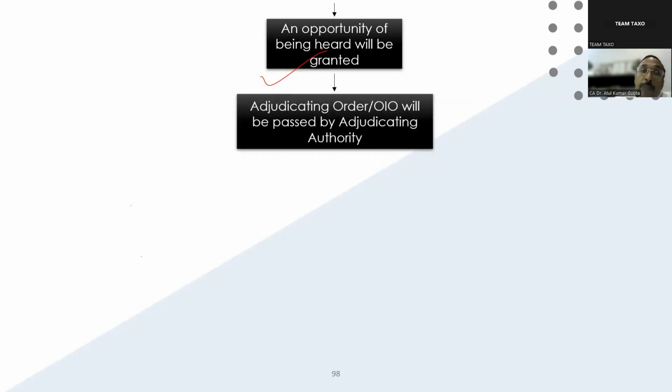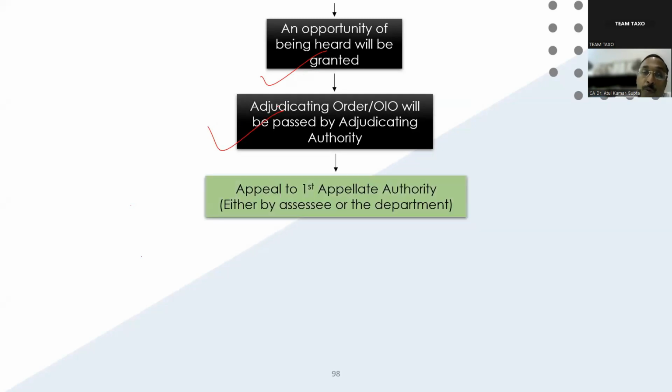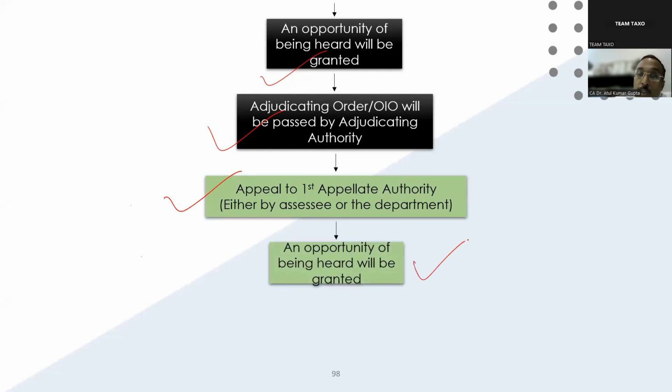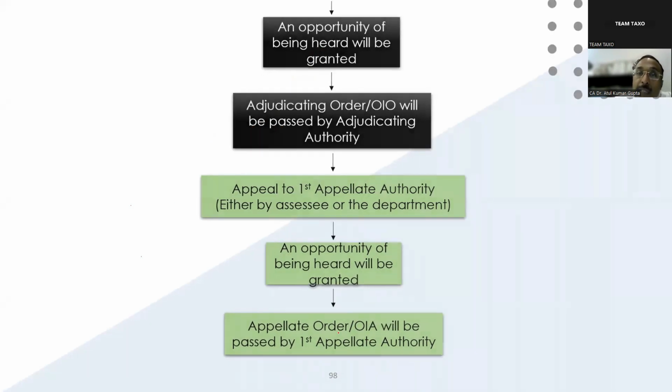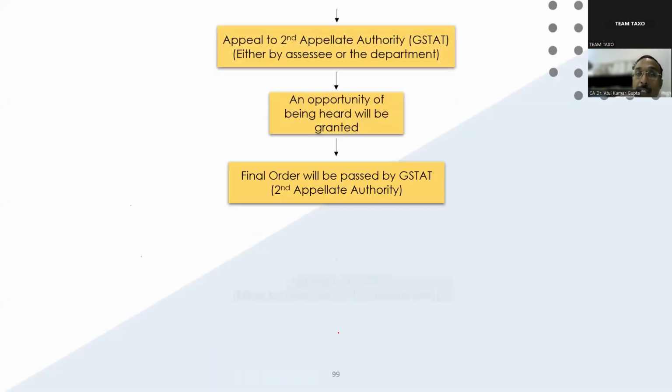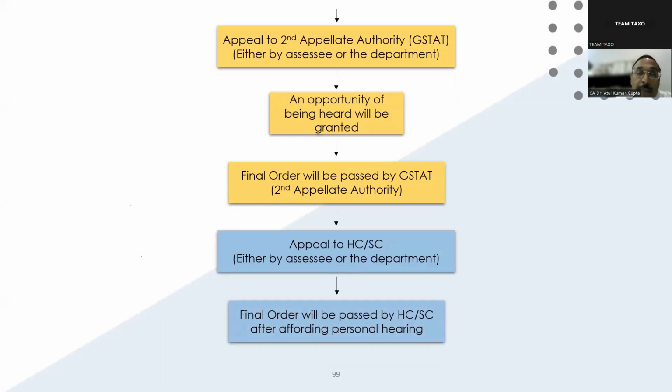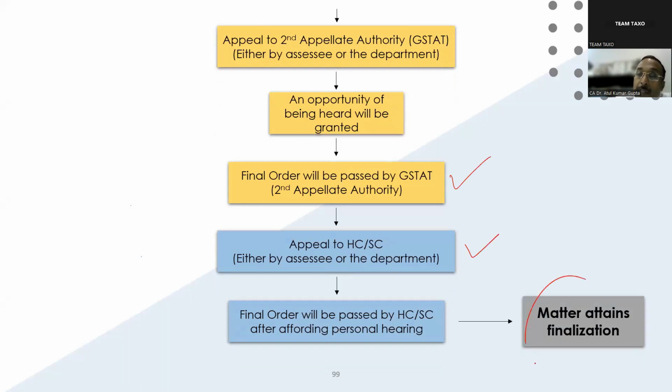So, it's very important. My dear friend, what will happen once the personal hearing is there? Then there will be an adjudication order which the department will issue, and for that you can go to the first appellate authority. For the first appellate authority, again there will be a requirement of a pre-deposit, where also the opportunity of being heard will be there. The appellate authority will issue the order in original, which can be challenged before the tribunal, and there also an opportunity of being heard will be there. And finally, if the tribunal is also not giving you relief, you can go to the High Court and Supreme Court, and finally the matter will attain finalization.